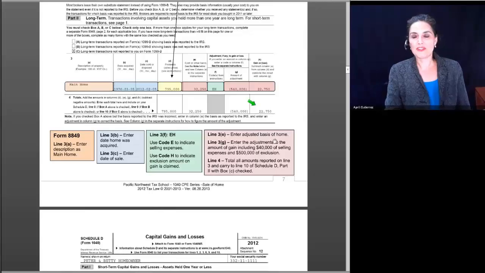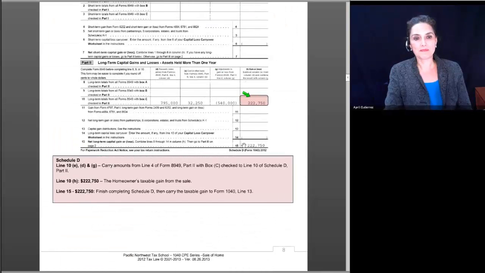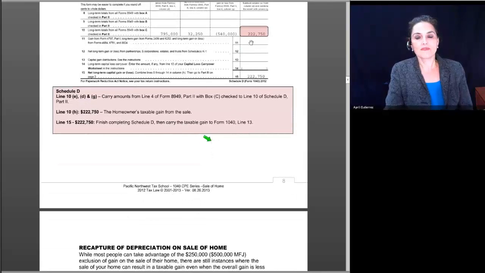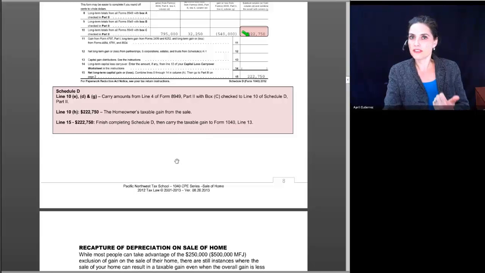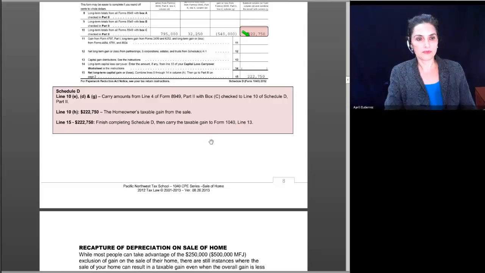And I left off a 2. So this is supposed to be 222,750. Got it? And then we go over and we got this part right, 222,750. So that's all straightened out. So this is the net gain, and it's taxable, and it's going to be taxable for 2012 at a maximum rate of 15% on the federal return.